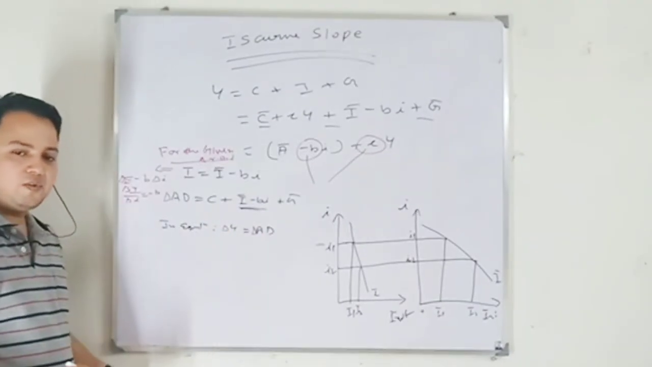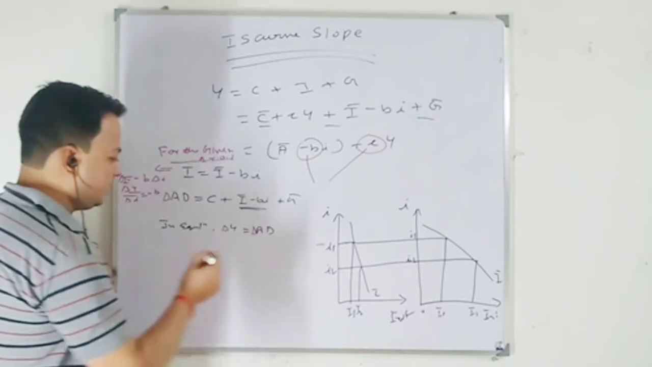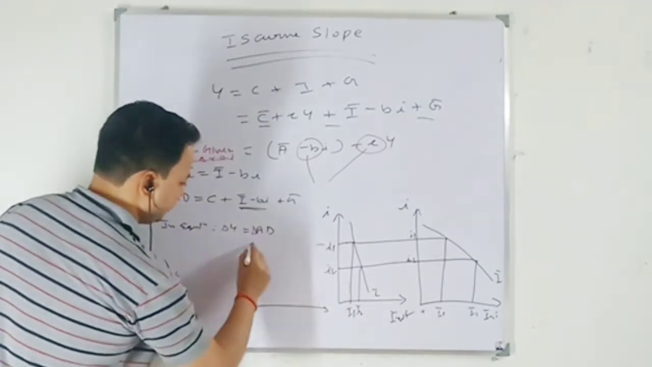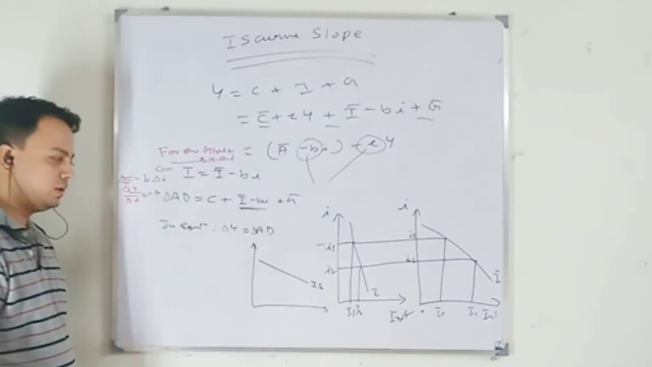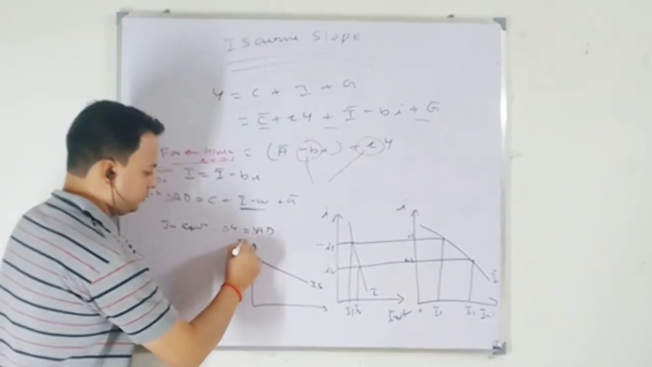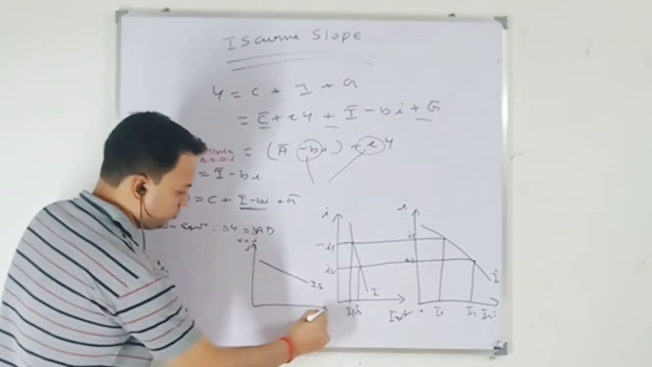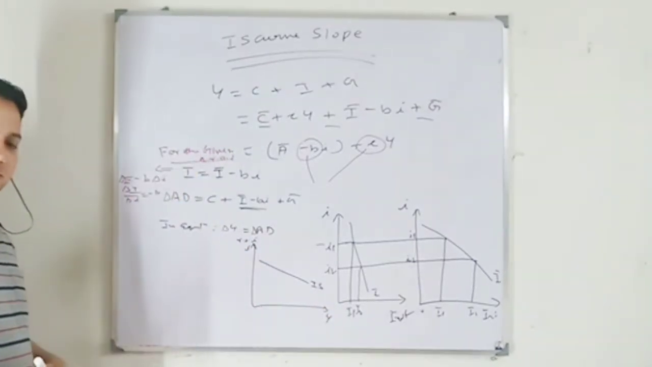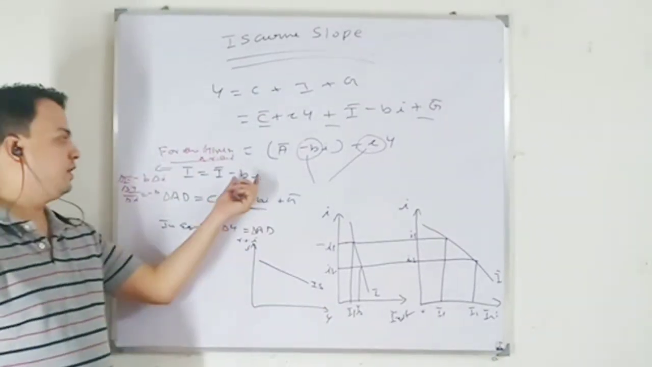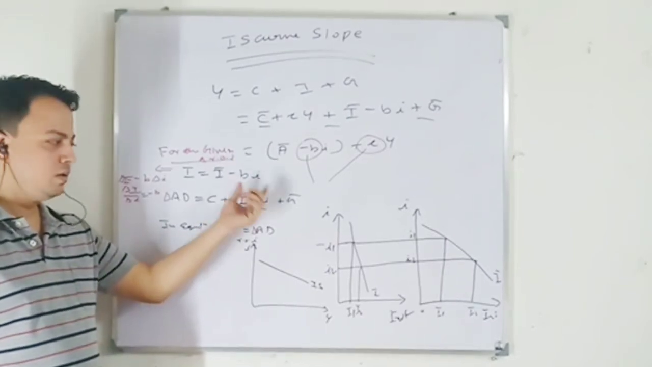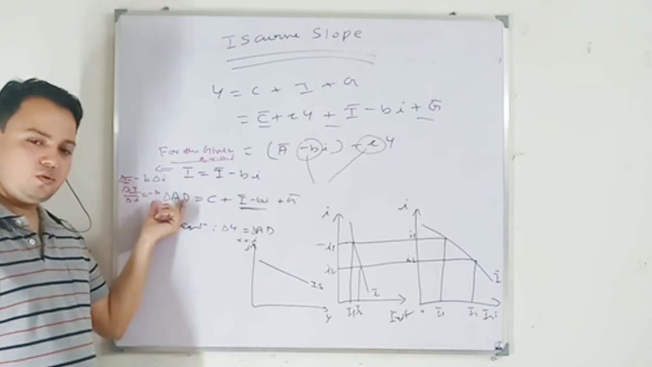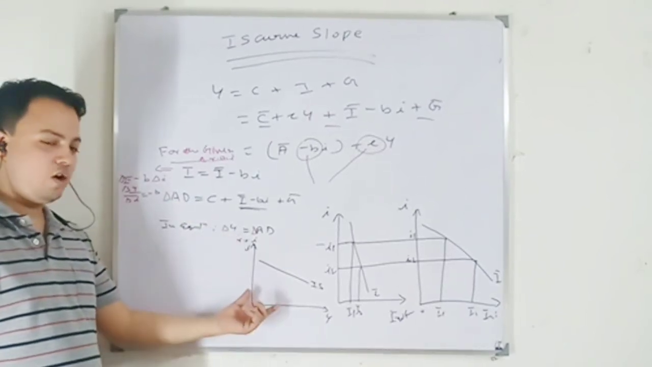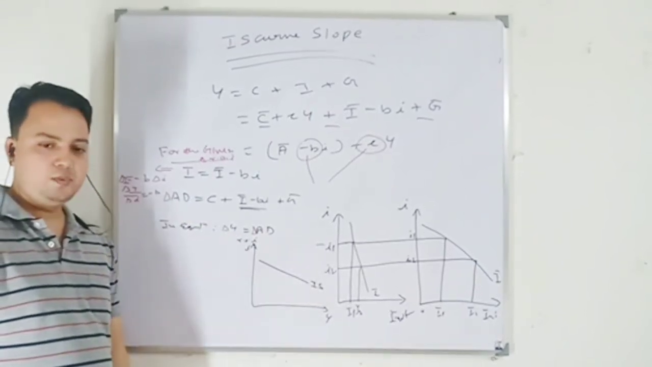So when my change in aggregate demand is much higher, change in output will be much higher. So what will happen? My IS curve will be flatter. So when responsiveness in investment demand is more, investment will be more, so change in aggregate demand will be more, therefore my change in output will be more, that means the IS curve will be flatter.